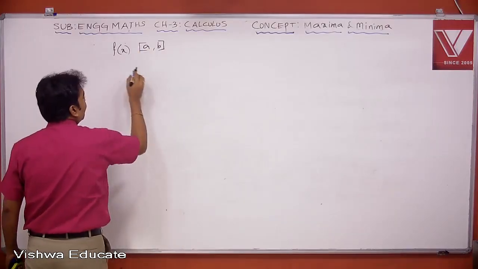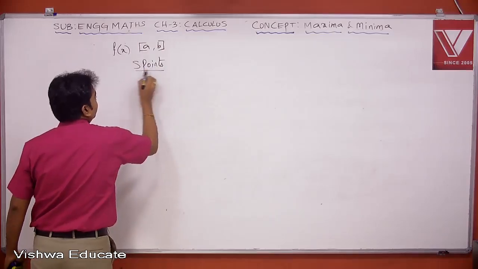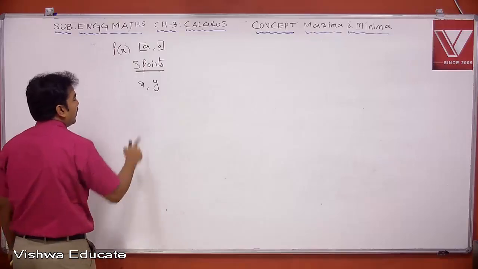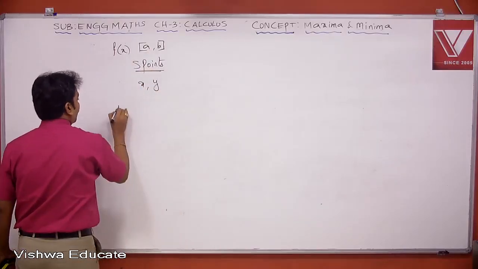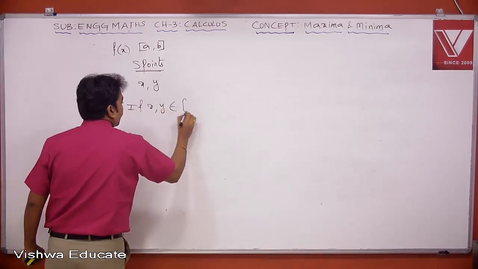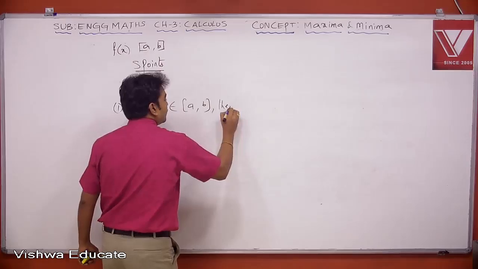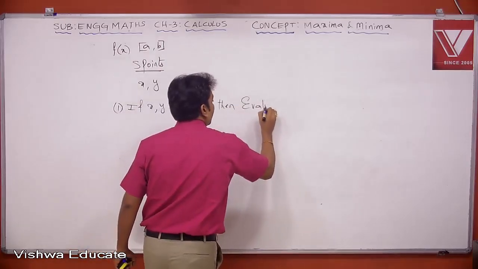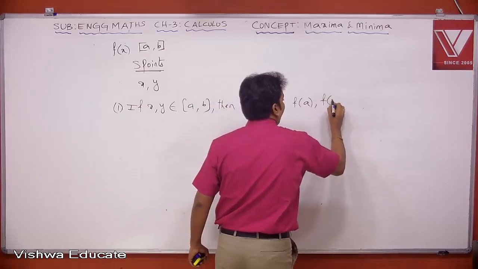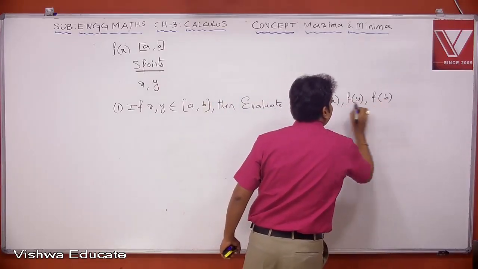So as usual, you find the stationary points. Suppose the stationary points are, for example, x comma y. Suppose x comma y both belong to the closed interval a comma b, for example, then evaluate four parameters. One is f of a, f of x, f of y, and f of b.